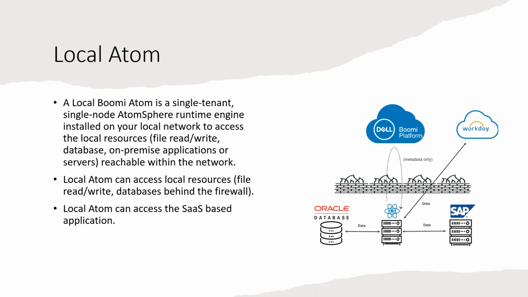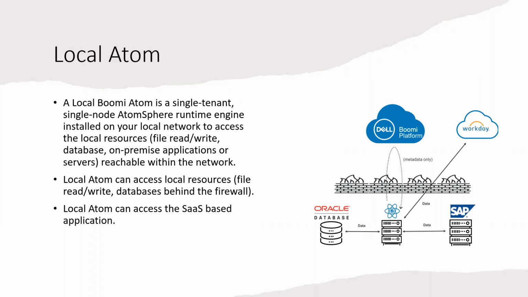you can easily connect to resources which are behind the firewall, right? Those resources can be any disk, any databases, or any other systems which are not reachable over the internet, which is not a SaaS based application. So with local atom, you can connect those systems. It is known as a single tenant.